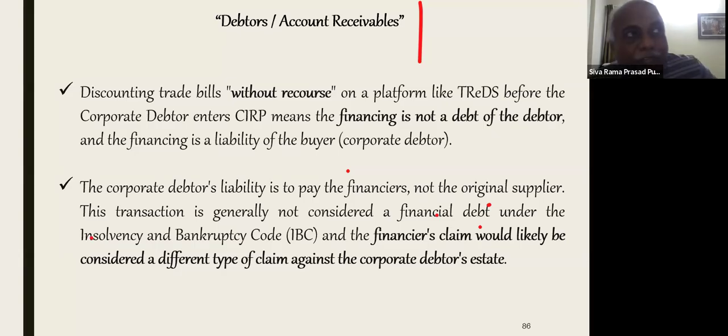Discounting of trade bills is without recourse. Why? Because once the trades are purchased by the financiers and a loss occurs, the loss will be incurred by the financier. He cannot recover that amount from the corporate debtor as a financial creditor. But once it is not paid, as per contract, he steps into the shoes of the operational creditor, and as an operational creditor he will make the claim to the corporate debtor.